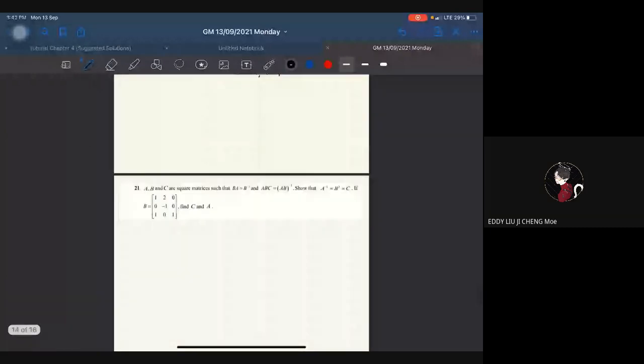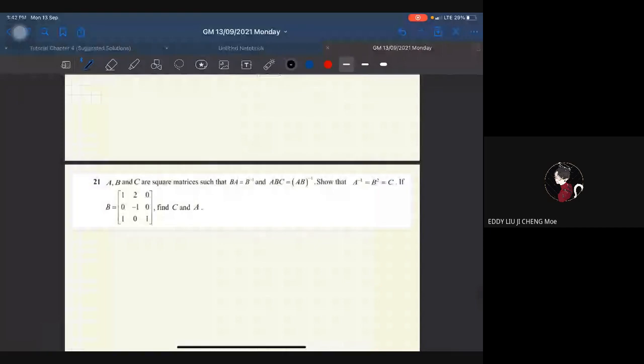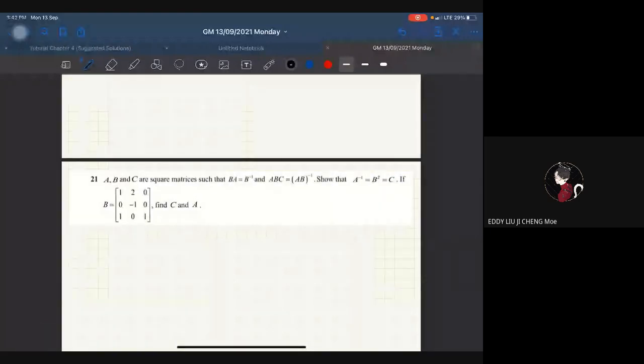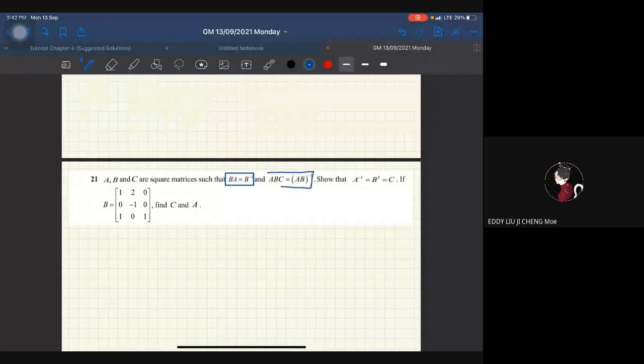Okay. So, jom. Nombor 21. Last question sebelum kita habis. Okay, so last question kita ada soalan nombor 21. Dia cakap A, B and C are square matrices such that BA is equals to B inverse. This one, BA is equals to B inverse. And then ABC is equals to AB inverse. Okay, and then dia kata show that this one.